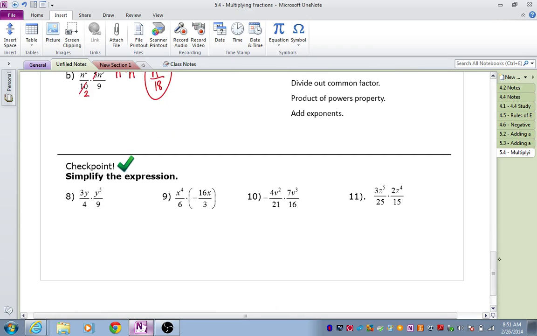Okay, let's see how we do with our final checkpoint. Okay, don't forget our product rules for the powers. Okay, so give them a try, and then when you're ready, hit play.